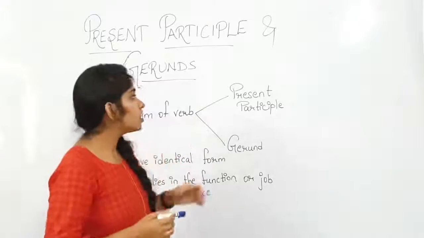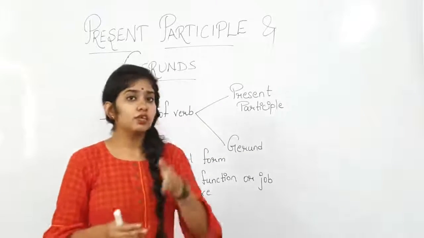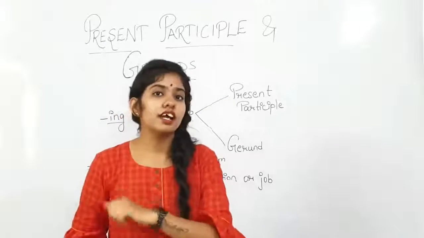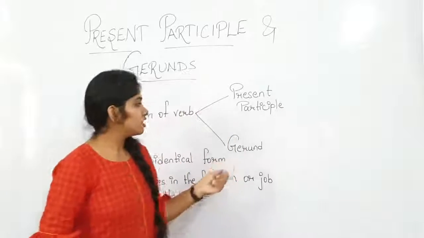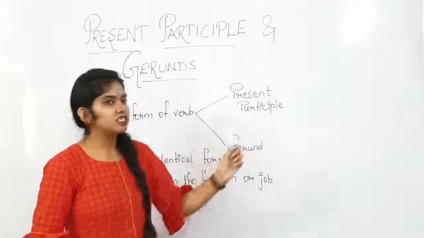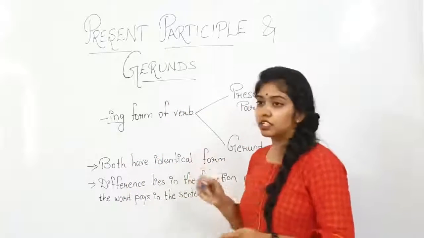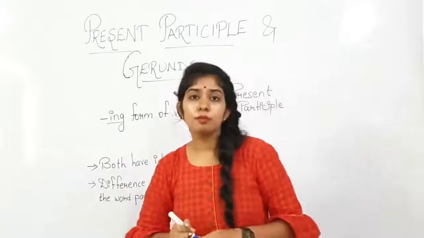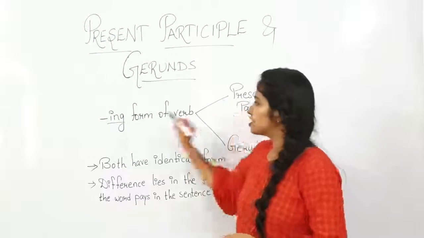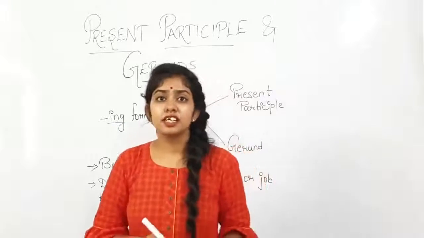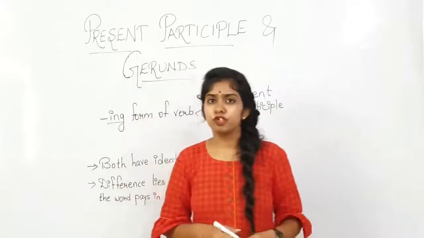But how will you identify that this word is a gerund and this word is a present participle? Because both have an identical form. Identical form means that ing is added at the end of both words. So it will create confusion for you.